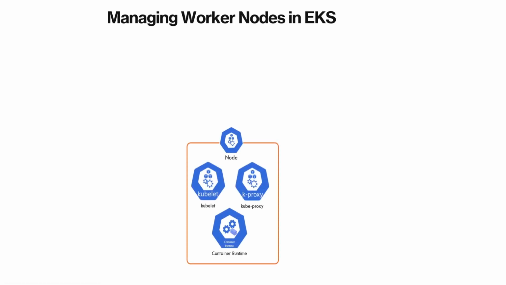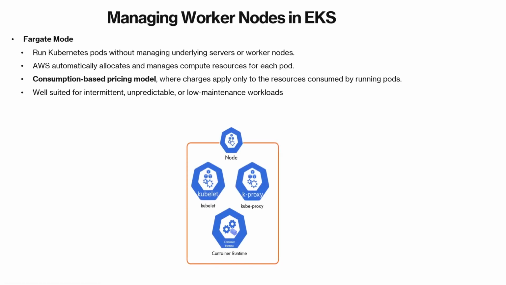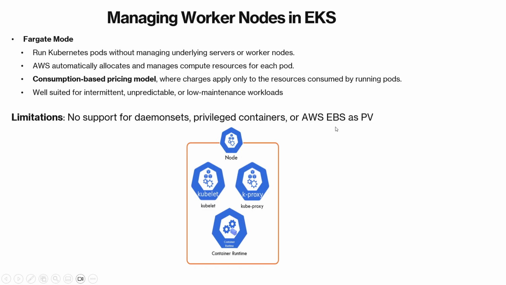Now let us take a look at the third type, Fargate. Fargate is the AWS serverless option for running pods. You don't manage any EC2 instances. AWS provisions compute resources per pod. You only pay for what you use. It's ideal for small bursty or event-driven workloads. However, it has some limitations. It has no support for daemon sets, privileged containers, and it does not support AWS EBS as persistent volume.